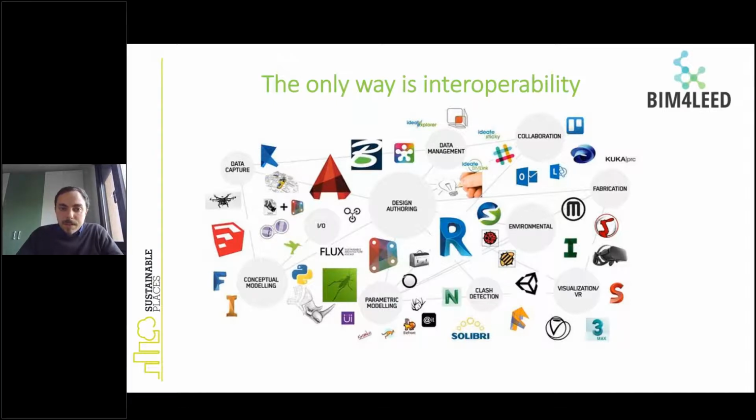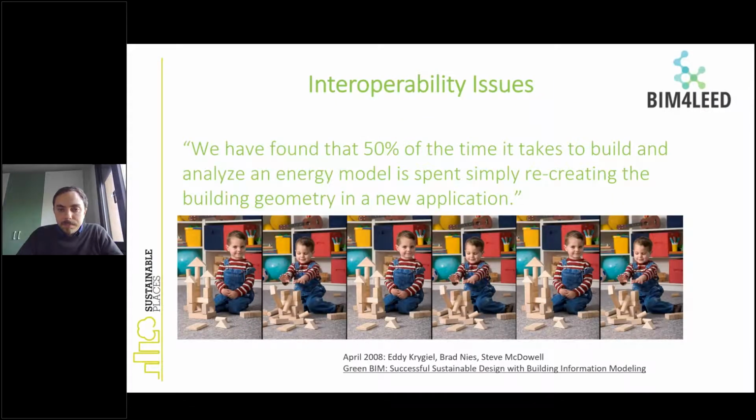So the only way to reach the automation, or to find a way to verify and calculate these LEED credits, is the interoperability between a lot of different software. And this is very time-consuming, because also in the Green BIM book from 2008 we found that 50% of the time it takes to build and analyze an energy model is spent simply recreating the building geometry in a new application. And this problem still exists right now in 2020.